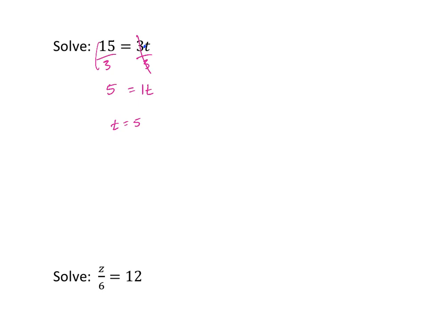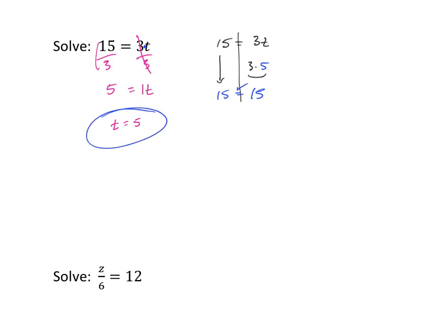Again, I'm going to check it. So I started out with 15 equals 3t. Okay, now the 15, it stays the same. What we're changing is t, because we said t equals 5. So we're going to put a 5 in there, times the 3. And 3 times 5 is 15. And this side was 15, so yep, we have the right solution. Our solution is t equals 5.